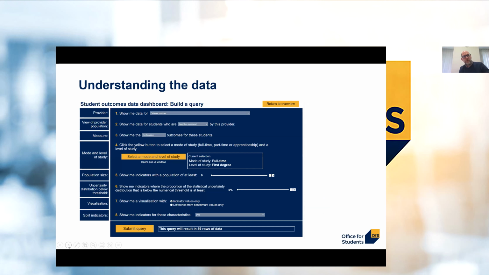So for example, if we chose full-time first degree continuation rates in a particular subject area as one of the prioritized categories, you could use this build a query to bring up your data in that area and show you how many of your indicators or split indicators are above and below threshold. So that build a query is there to help you do that, and we would encourage people to use that. Dawn, if you could skip to the next slide for me.